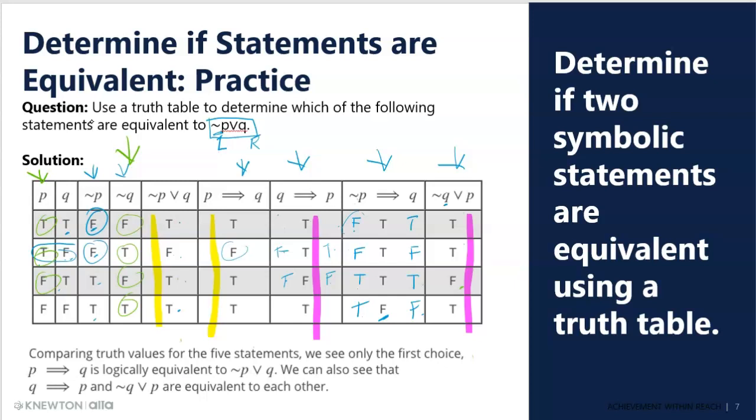And if Q then not P is equivalent to not Q then P, and neither of these are equivalent to if not P then Q. But we have the yellows are equivalent to each other and the pinks are equivalent because the final column is exactly the same in every row.